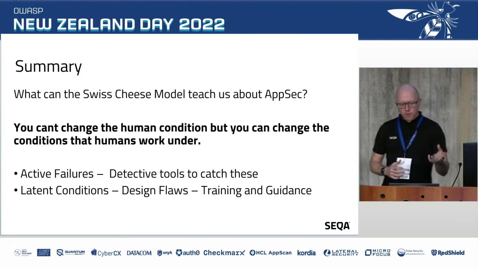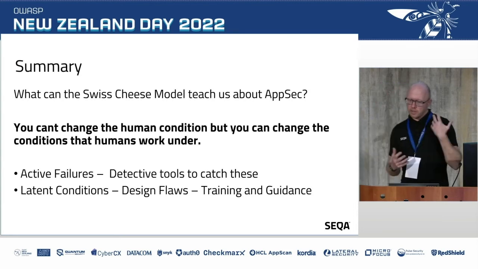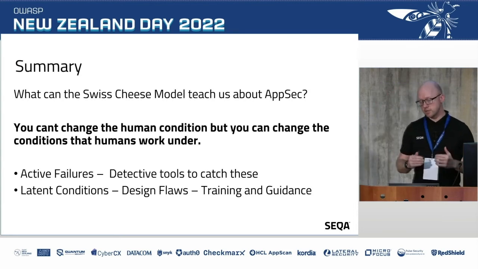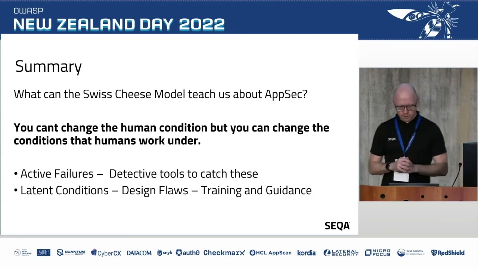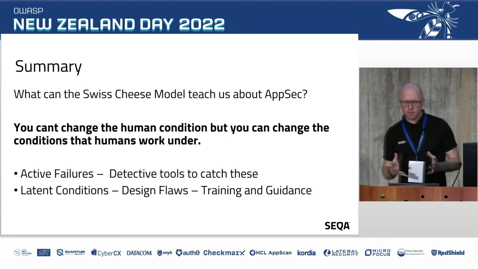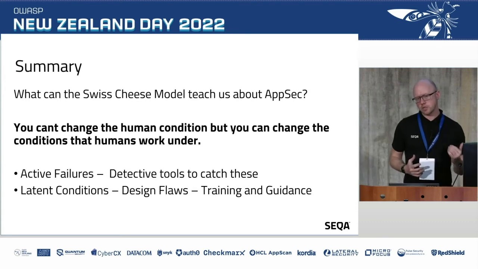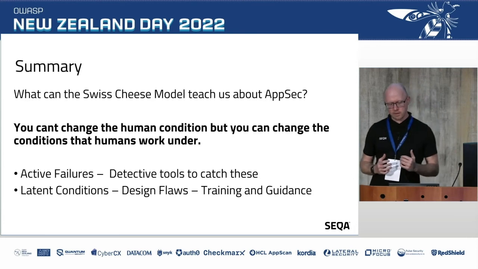So in summary, we looked at the model, we applied it to application security, looking at active failures and some of the latent conditions that can cause holes in the slices of cheese. Just remember, we can't change the human condition, but you can change the conditions that humans work under.